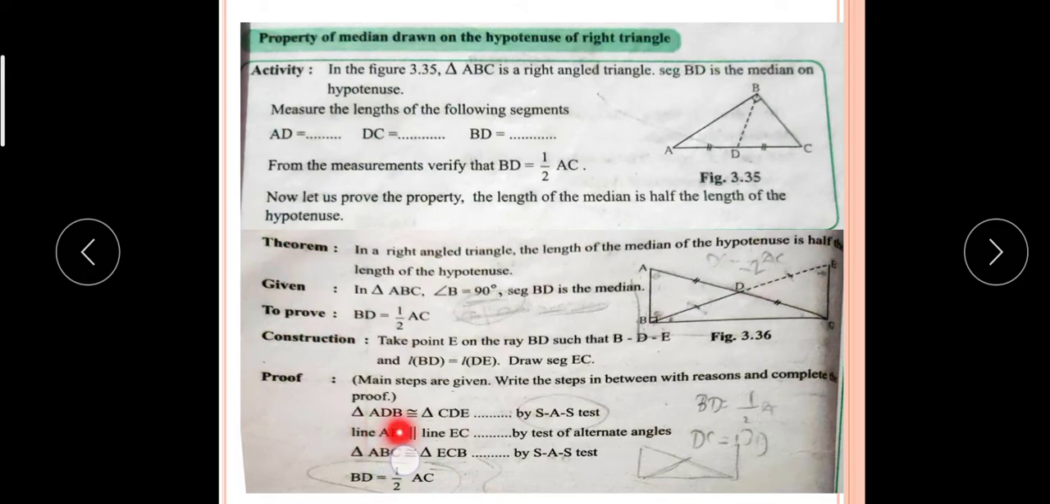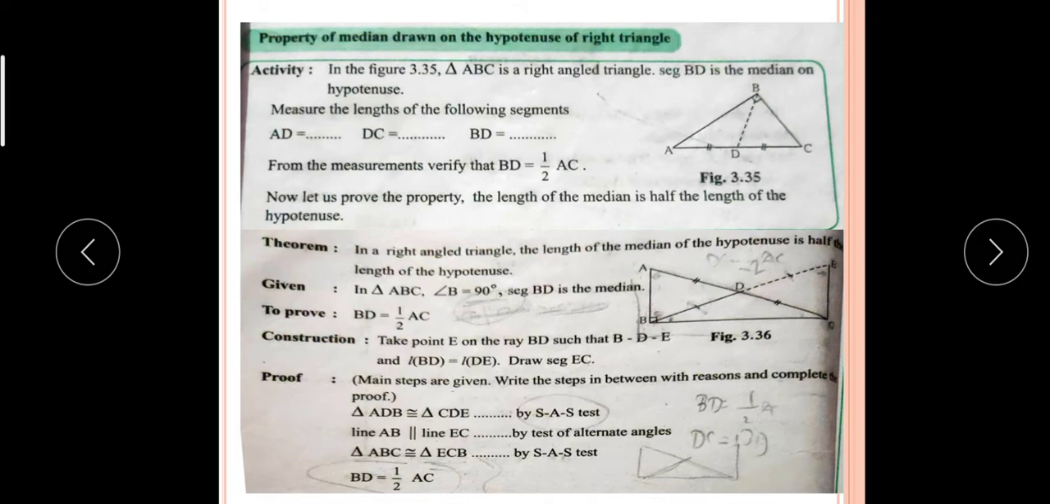What is the proof here? Triangle ABD is equal to triangle CDE. Very simple. How to write it now? You have to write it. BD is equal to DE, AD is equal to DC, and angle ADB is equal to angle EDC. Why? Vertically opposite angles. And therefore triangle ADB is congruent to triangle CDE by SAS test, side angle side test.